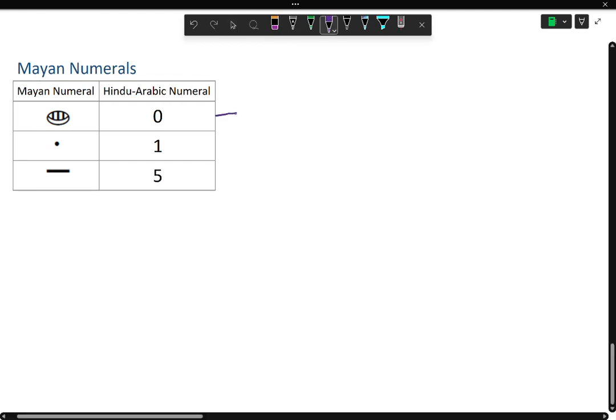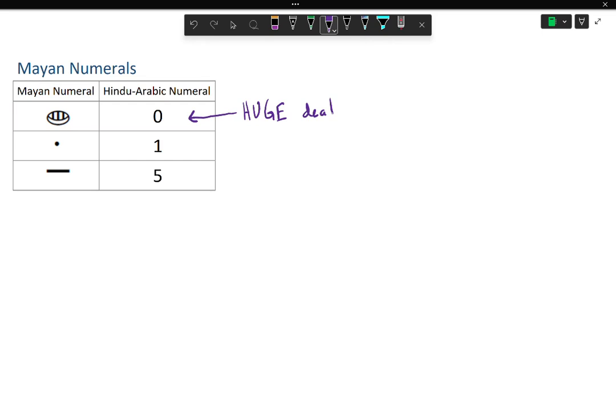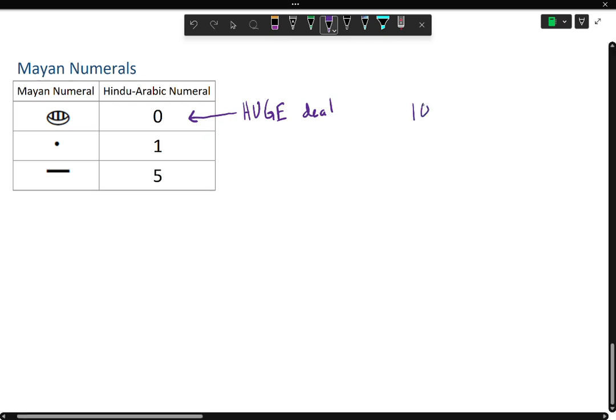The Mayans had a symbol for 0. This is a huge deal. None of the other systems had a symbol for 0. They just showed 0 by not writing anything. But 0 is key to writing large numbers. Think about something like 1,205. The 0 tells me there are no hundreds.